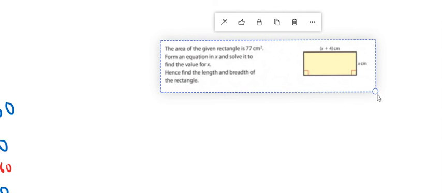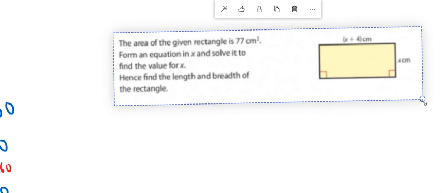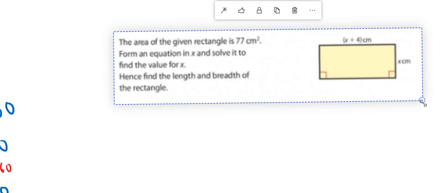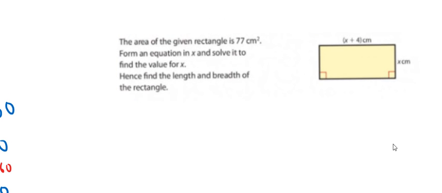Here's another question. If you want to pause the video and just attempt this one, it's similar enough to the last example. So if you just want to pause the video and then try it and then play it on, and I'll go through the answer.